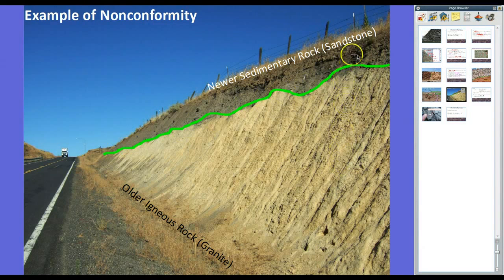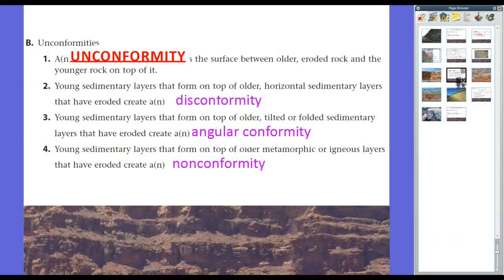So igneous, sedimentary, igneous, sedimentary. Because there's two different types of rocks sitting on top of it, we have what's called a non-conformity. So let's just go over the three types of unconformity again. If you have newer sedimentary rock sitting on top of an older eroded sedimentary rock, we have a disconformity.